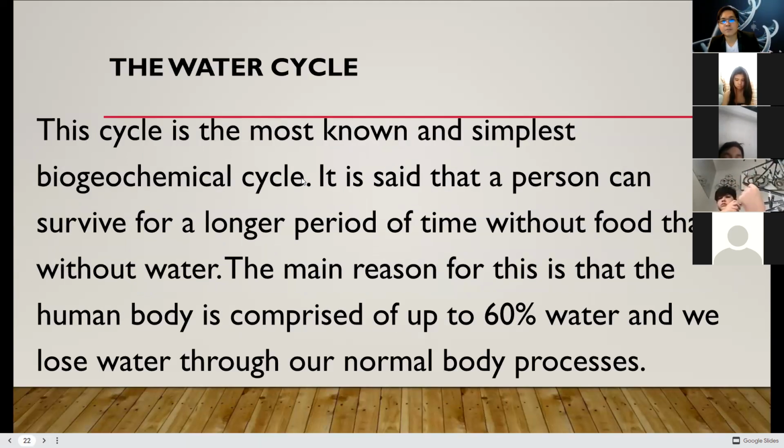Okay? The water cycle is the most known and the simplest biogeochemical cycle. It's said that a person can survive for a longer period of time without food than without water. The main reason for this is that the human body is comprised of up to 60% water, correct? And we lose water through the normal body processes: sweating, urination, what else? Defecating, okay? We lose a lot of water in that process. And again, we need around 60% because we are 60% water. Even your blood is composed of water.